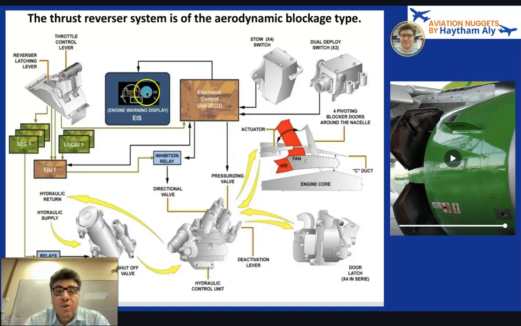Indication for the thrust reverser coming on the N1 dial. No indication, thrust reverser fully stowed. Reverse in amber, thrust reverser in transit. Reverse in green, thrust reverser fully deployed. So, the indications on the N1 dial are coming from the stow switch and the dual deploy switch. So each pivoting blocker door has its own stow switch. And for each 2 doors, there is 1 dual deploy switch.